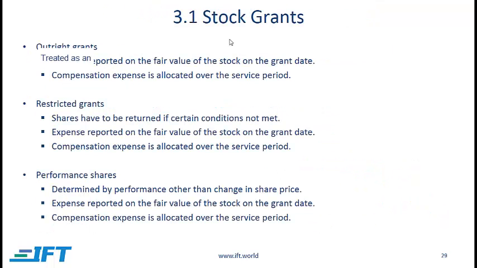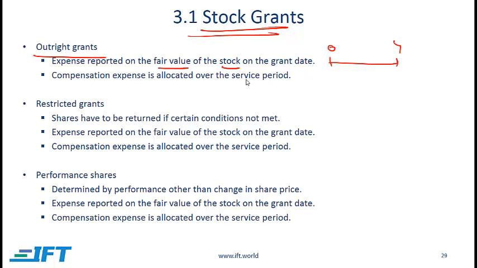Now, the three broad categories of share-based compensation are shown right here. The first category is stock grants, and here we have three subcategories. The most basic is an outright grant where employees get shares. This expense needs to be reported at fair value. So this is the fair value of the stock on grant date, and let's say that the service period is 4 years, then the expense needs to be allocated over the 4 years.